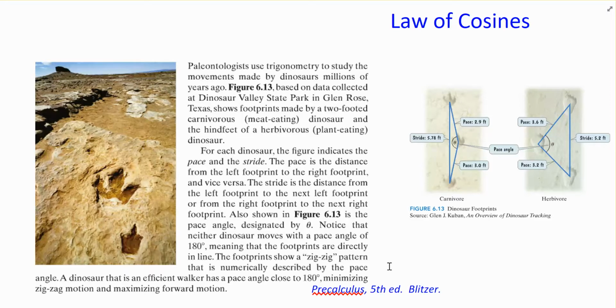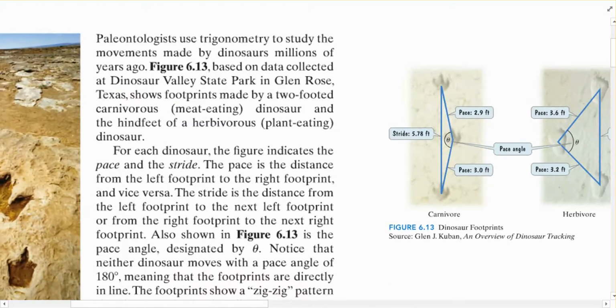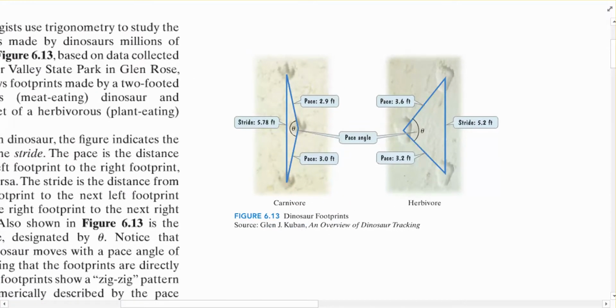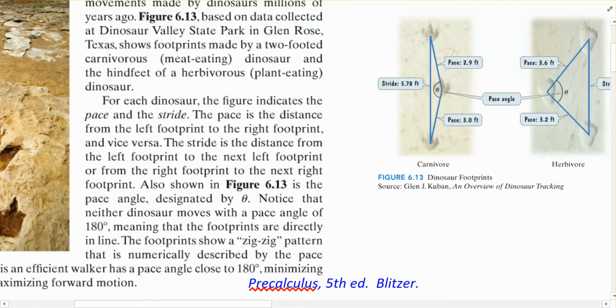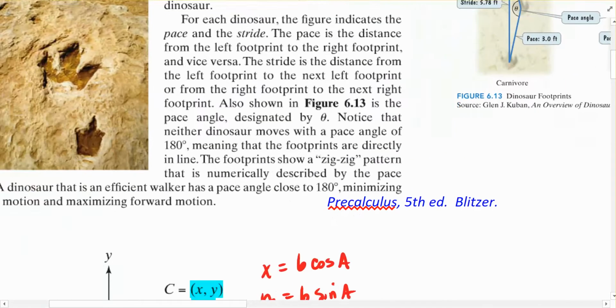The author of the book tells a story about how you're able to calculate the type of dinosaur they were looking at, using the law of cosines to determine the gait of their walk. So maybe you're trying to decide whether it was a carnivore or an herbivore. I thought that was kind of interesting, and I would encourage you to go into the text and read a little bit about it.